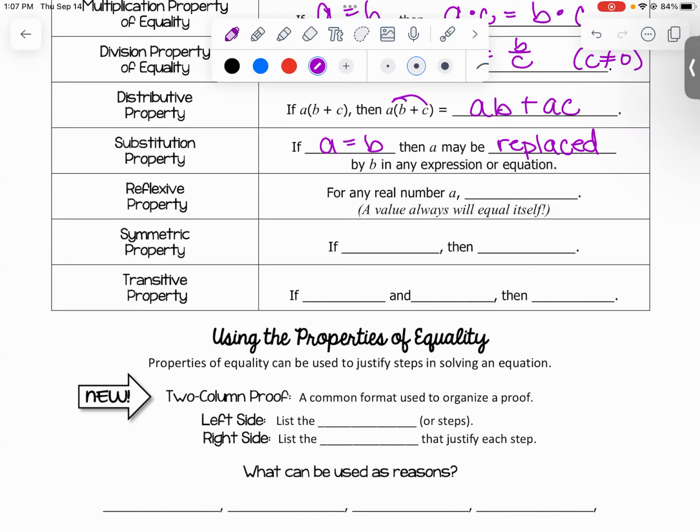The reflexive property. I want you to think about like a reflection, the reflexive property. What do you see in the mirror? And do you look exactly the same? No, it's mirrored. Okay. The symmetric property. If A equals B, then B equals A. Symmetric, we just flip it.